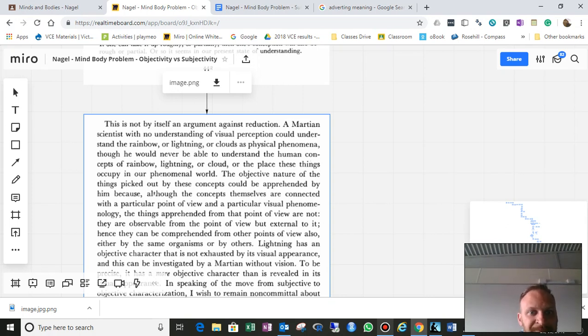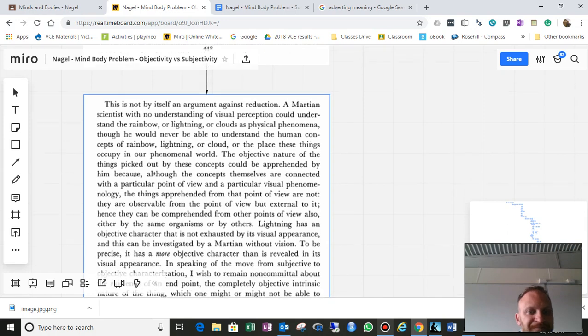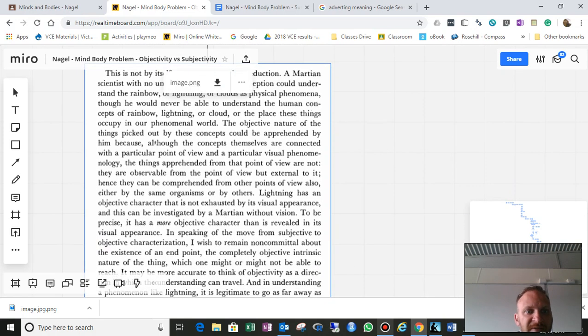The objective nature of things picked out by these concepts could be apprehended by him, because although the concepts themselves are connected with a particular point of view and a particular visual phenomenology, the things apprehended from that point of view are not, of course. So we can describe the things, and when we talk about the things, we're using objective frameworks. Take a note. They are observable from the point of view, but external to it. Of course, lightning is external. Consciousness isn't. Right?